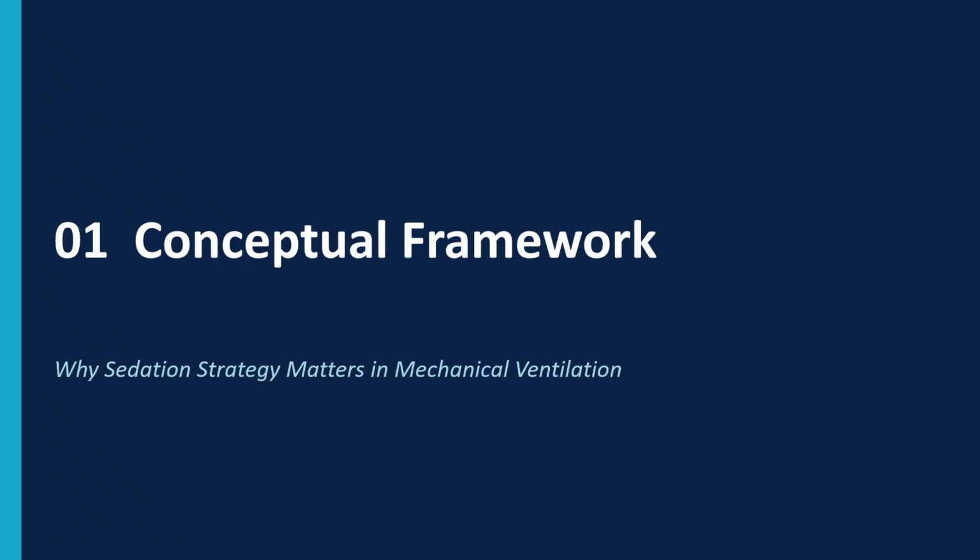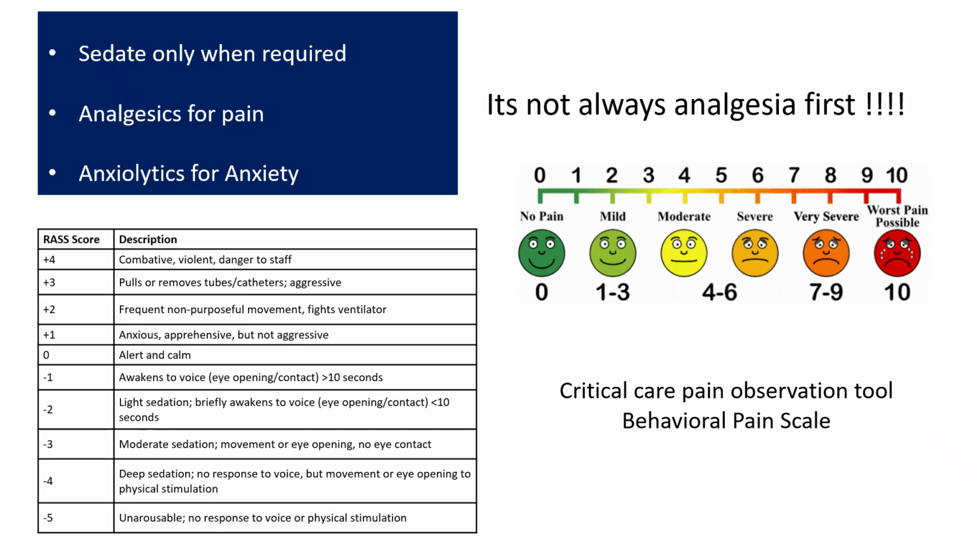So let us look at why the sedation strategy matters. When we are talking about sedation, you have to give an agent which will cause sedation. If the patient is anxious, you have to give an anxiolytic, and if the patient is in pain, you have to give analgesia. So the overall concept is analgesia first, because people have realized that most of the patients who are agitated on mechanical ventilation are not agitated because they require sedation, but because they are in some sort of pain. So try to give analgesia, try to address the cause of pain. That is one of the most important things.